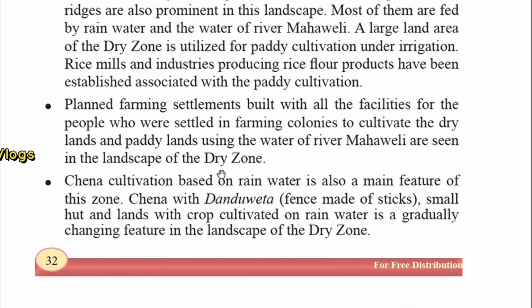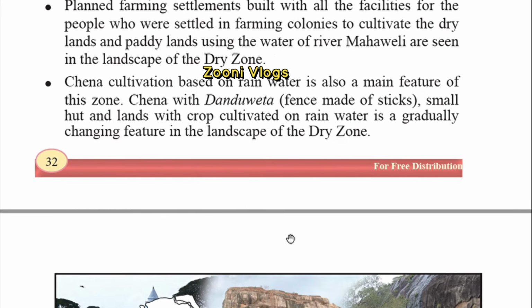And the other one is Chena cultivation. This is a very specific feature in the dry zone. So the Chena cultivation based on rainwater is also a main feature of this zone. Chena with Danduwatta. Okay, Danduwatta means a fence made of sticks. Small hut and lands with crops cultivated on rainwater is a gradually changing feature in this landscape of the dry zone.